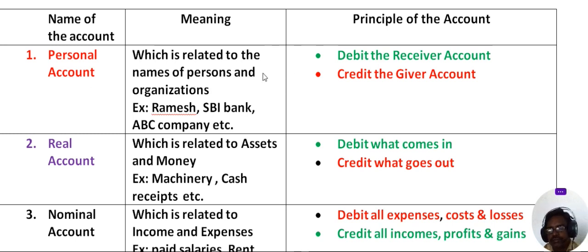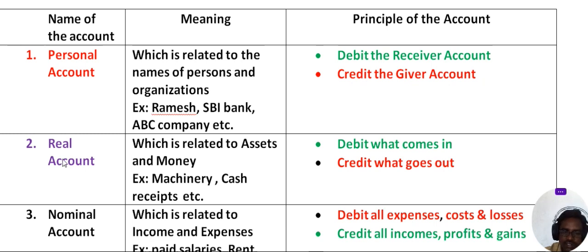Here, the principle of personal account is debit the receiver account, credit the giver account. So this is the very important principle, and all principles are important, but when it comes to personal account, the principle is that debit the receiver account and credit the giver account.